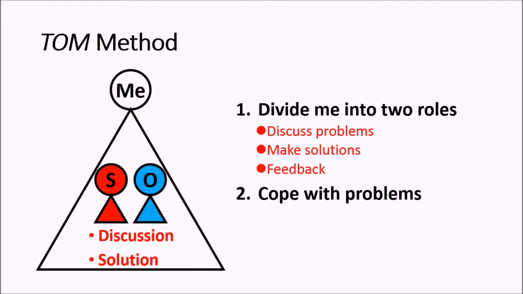When I face problems causing stresses, I divide me into two roles, a subjective man and an objective man. The subjective man is emotional and he only says what he wants, while the objective man is calm and he analyzes both problems and surroundings. I let them discuss my problems and they make a solution and it will be returned to myself. This is an outline of Tom method.